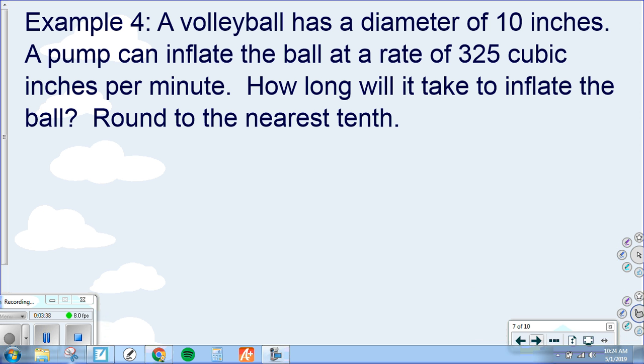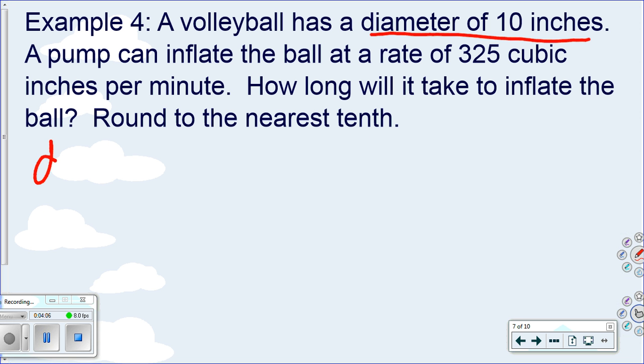So with this problem, is this a one-step problem? No. How many steps are we going to have? We're going to have 2 different steps. What's the first thing I need to do? I need to find the volume. What's the volume of the volleyball? How much air can it hold? And then what do I have to do? And then I'm going to have to divide it by 325. Good. All right, so what information do they give us about the volleyball?